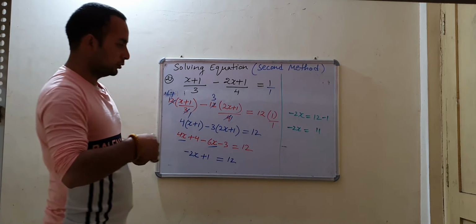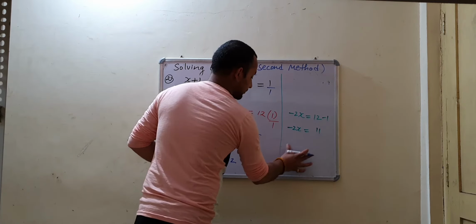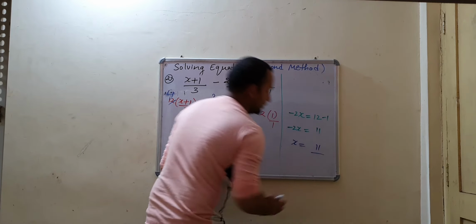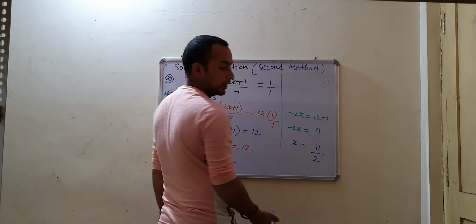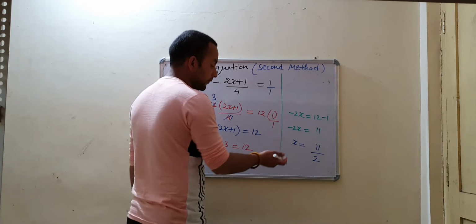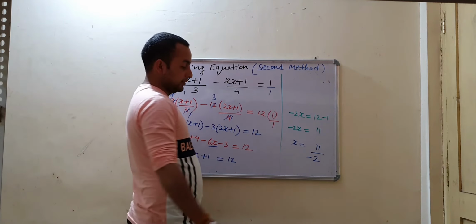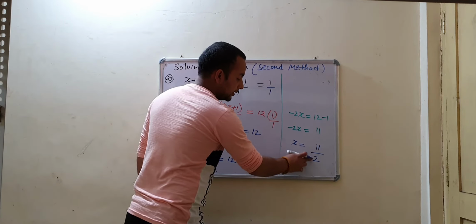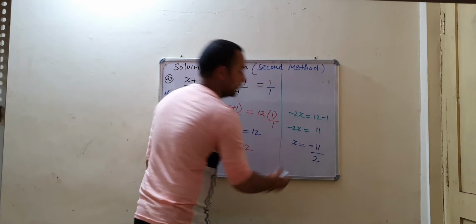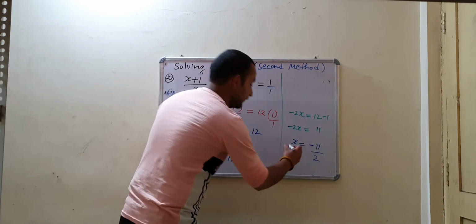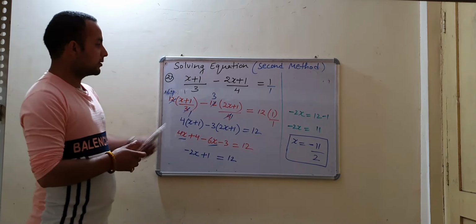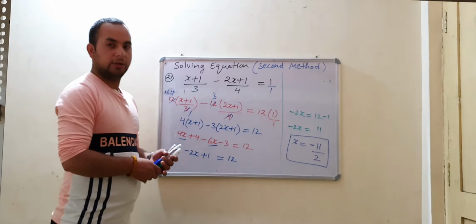Now negative 2x is a product, meaning multiplication. So you will keep x as it is, 11 and 2 will become negative 2. In a rational number, the denominator should not be negative, so you will not keep it like this. You will shift the negative to the numerator, and x equals negative 11 upon 2. This is your answer. This is your second method for solving the equations.